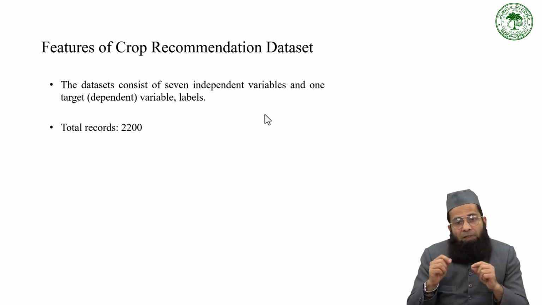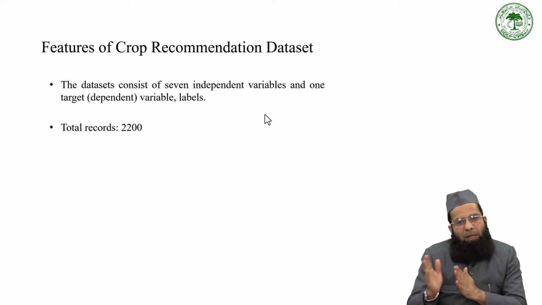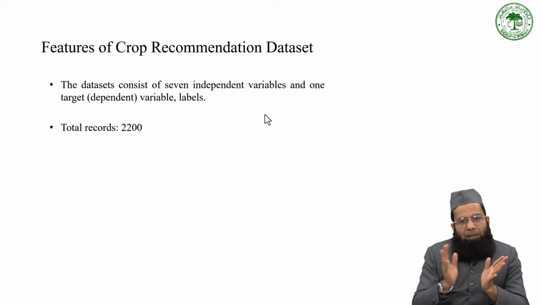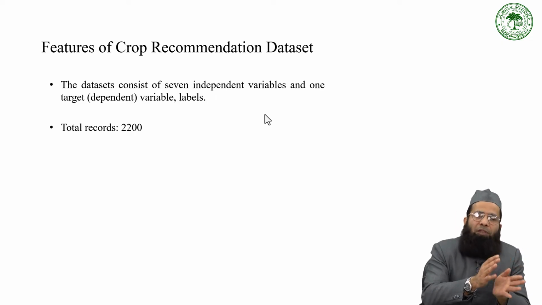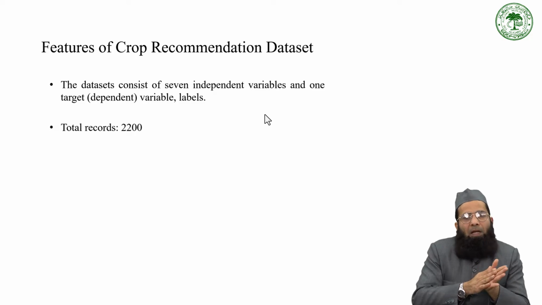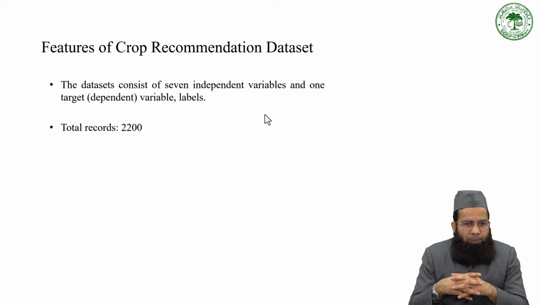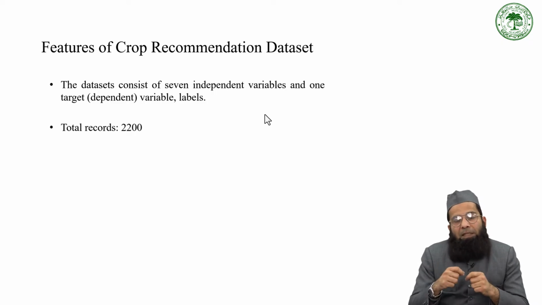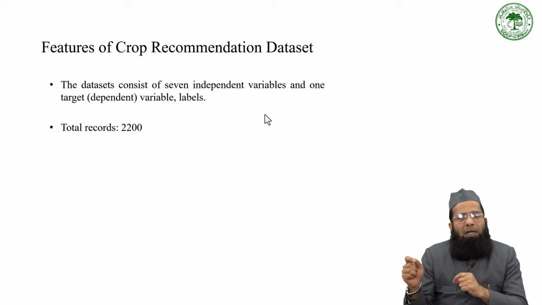The dataset consists of 7 independent variables. So we can divide the whole parameters into 2 separate types of parameters. Some are independent parameters, or you could say independent features or independent variables, and there is a dependent variable, right? In this particular dataset, there are 7 independent variables, or features, and 1 dependent variable, that is the label.